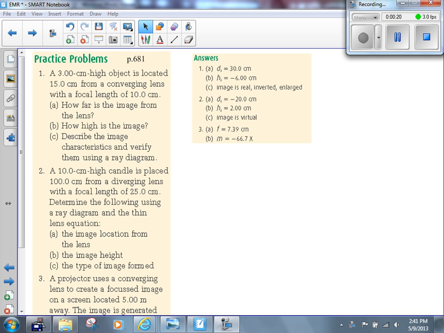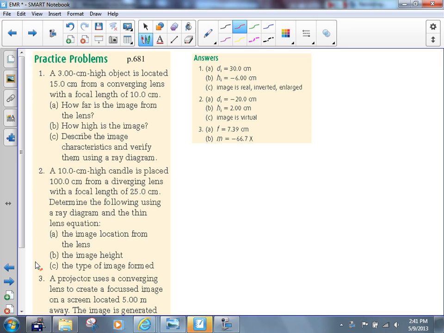The other classes were both asking me to go over question number 3. Do you guys need number 3, or are you guys okay? Yes? Yes? All right, let's take a look at number 3 then. Any others? No? All right, let's go over number 3 then.